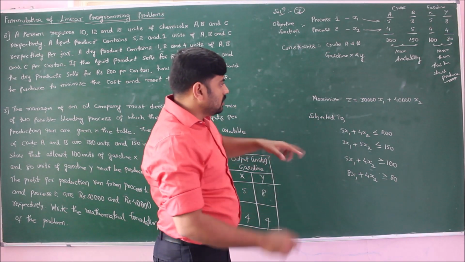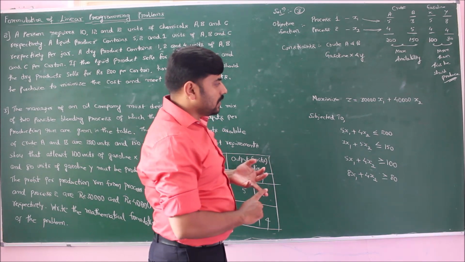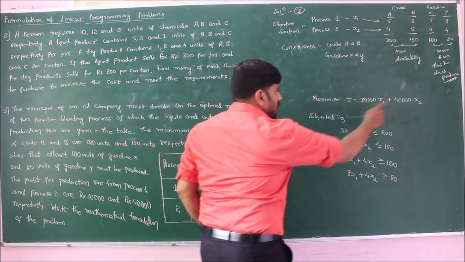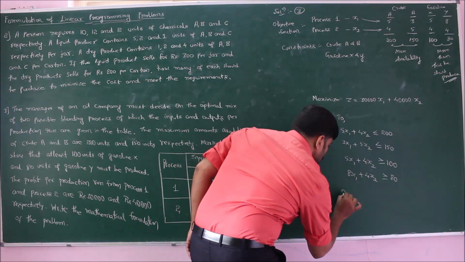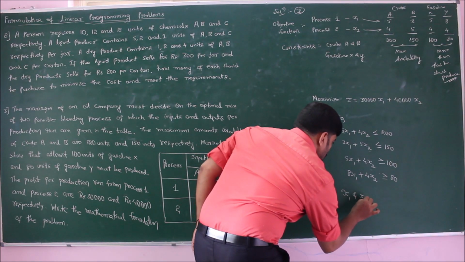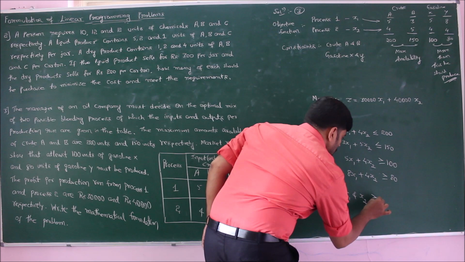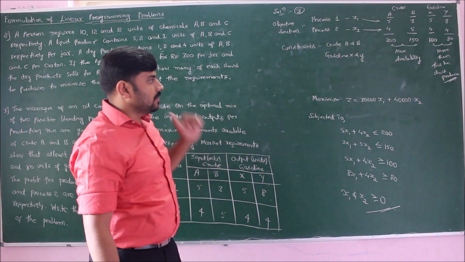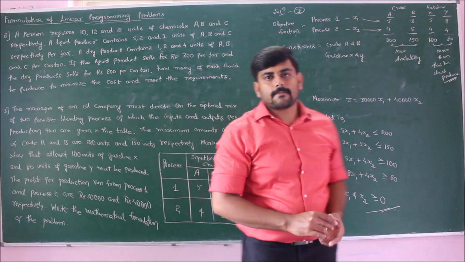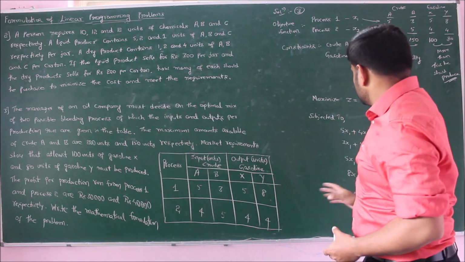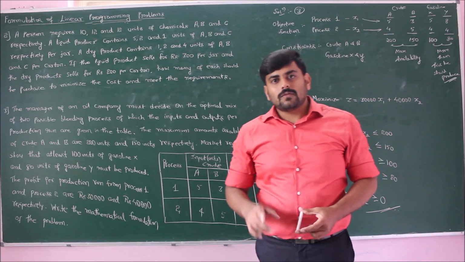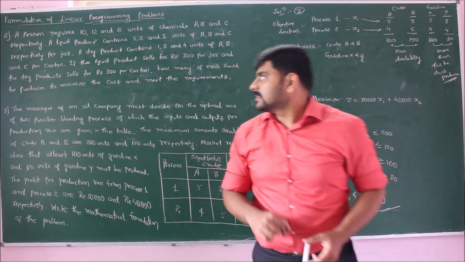Objective function done, constraints done, and the third requirement is that the variables should be positive. Here the variables are process 1 and process 2, so X1 and X2 are positive. So this is the solution for the given problem number 3. Let us quickly solve one more problem in this lecture.